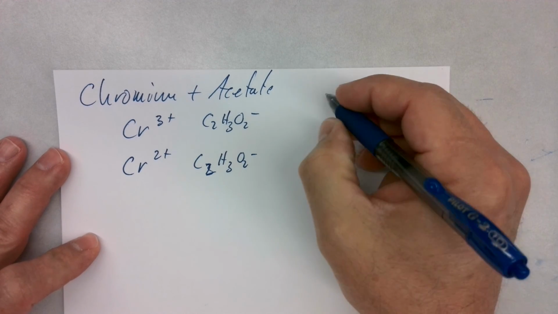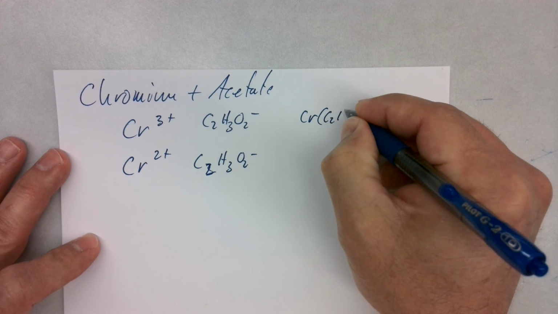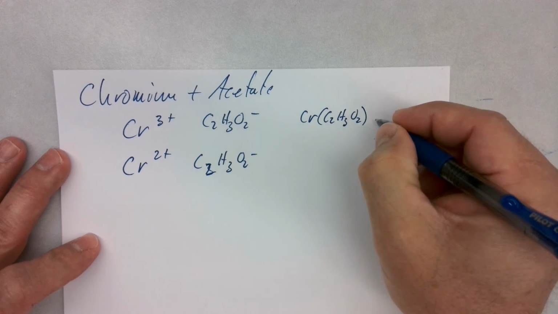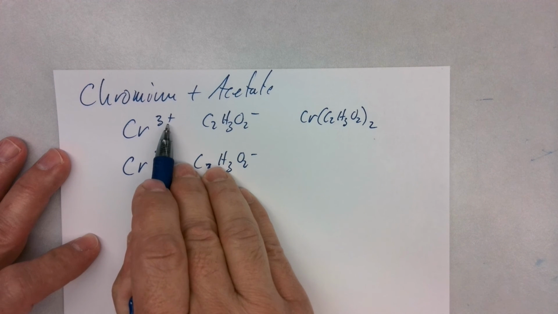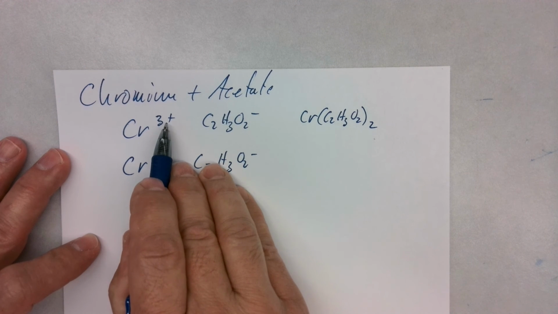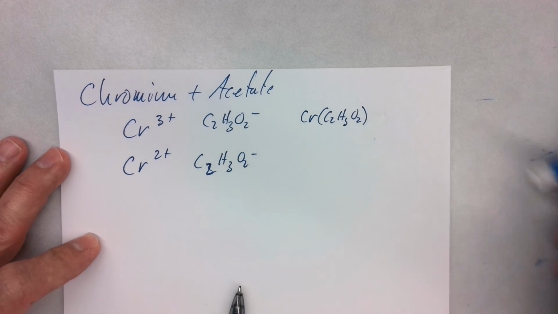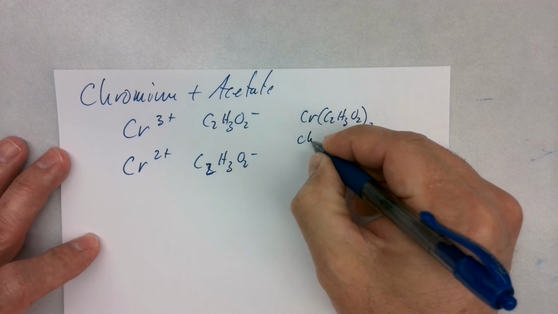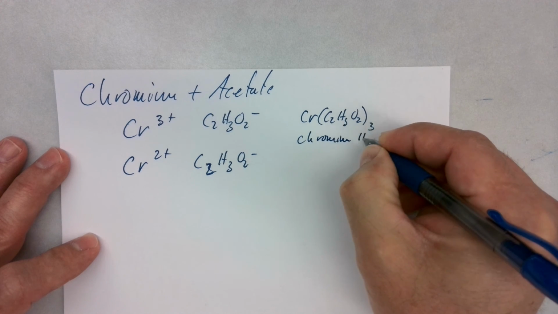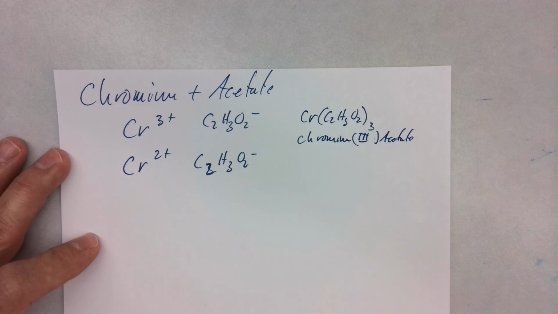Alrighty. Lexa, what do you got for the top one I have written down here? What's my formula? Cr, and then parentheses, C2H3O2, parentheses 2. Did you do the 3 positive on top or the 2 positive on top? I did 2 positive. Okay, so that one would be the bottom one. This one's going to be a 3, right? And what's the name for it? Chromium 3 acetate. Chromium, Roman numeral 3 in parentheses, acetate. Is she right? Yes, she is.